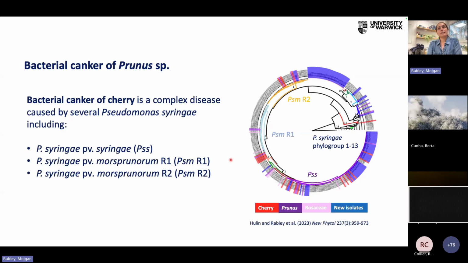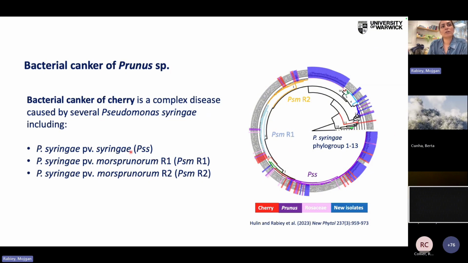So another disease that we're working on is bacterial canker of cherry, another complex disease, and that is caused by this bacterial pathogen called Pseudomonas syringae. There are many different pathovars of Pseudomonas syringae that cause cherry canker. So we have Pseudomonas syringae pathovar syringae and pathovar morsprunorum, and then we have different races.